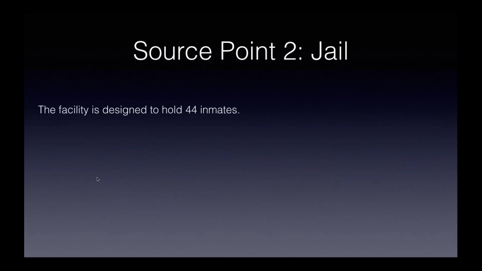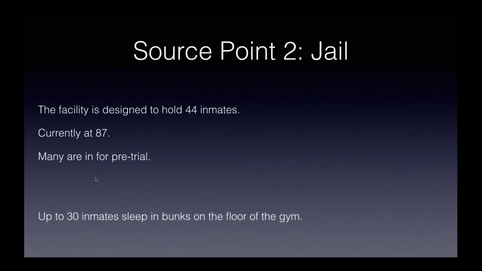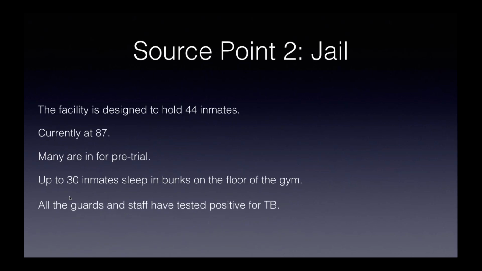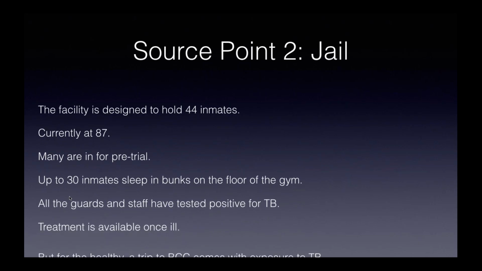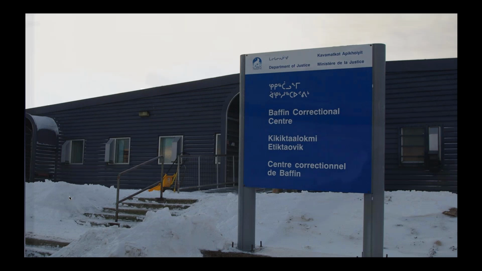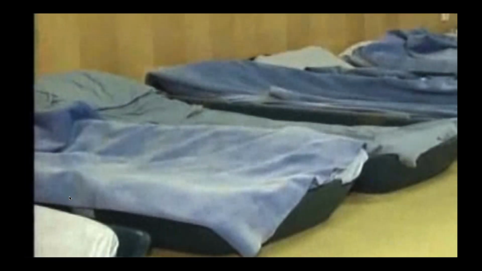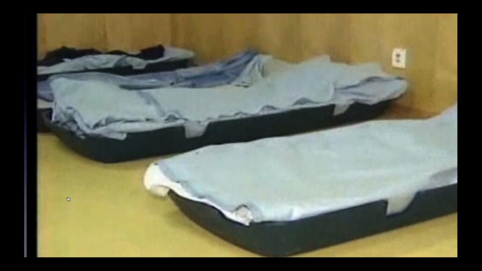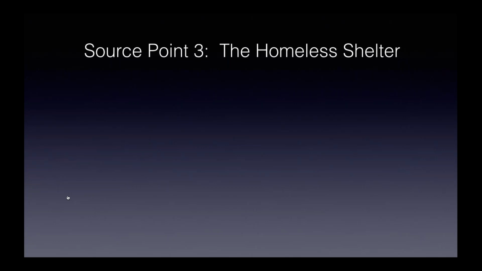Same thing with the jail. We also mapped out issues with the prison. It was overcrowded by almost double. Many people were in there for pre-trial, and up to 30 inmates sleep in bunks or on the floor. Guards and staff all tested positive for TB, and treatment is available once it's ill. So here in the Baffin Island Correctional Center, this is an older facility that was overcrowded. The men were being put in bunks like this. Active tuberculosis can spread very, very quickly in this environment that does not have proper air circulation or any sort of safety measures put in place during this time.